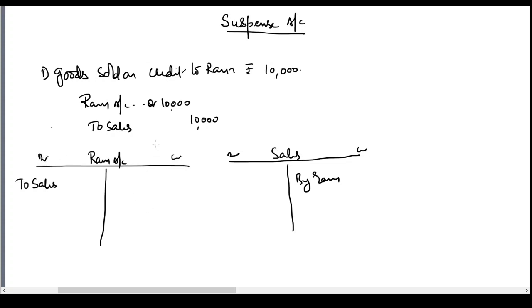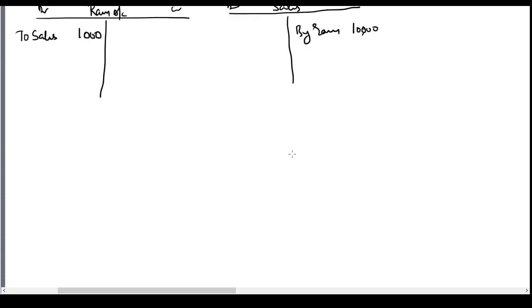Now let us suppose the accountant who was posting this journal entry, in the sales account he has posted correctly 10,000, but in Ram account in a hurry he writes only 1,000. Instead of writing 10,000 he posts 1,000 rupees. So this is the error done by the accountant. The entry was properly recorded, but at the time of posting the entry, Ram account instead of being debited with 10,000 was debited with only 1,000, but sales account has been properly credited with 10,000. So I have wantedly done an error. I want to see what impact it will have on the trial balance.